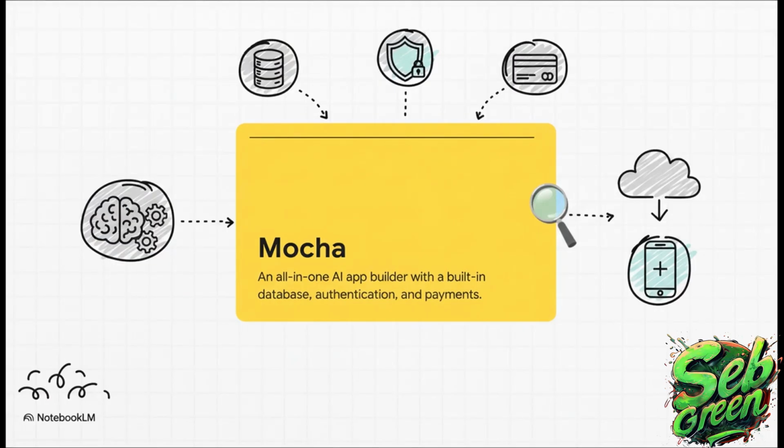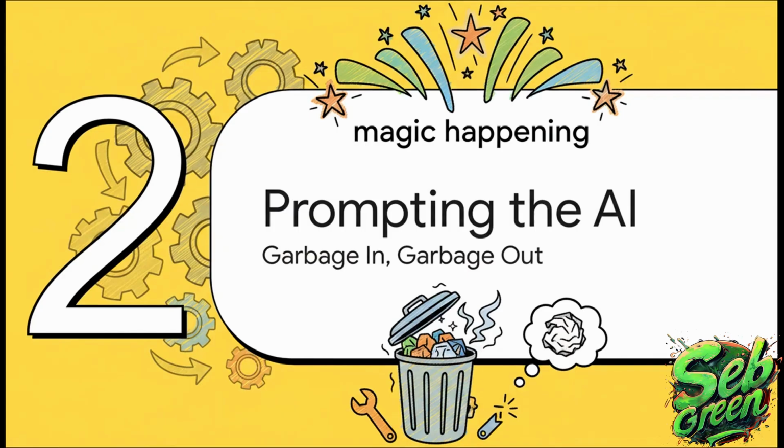What's so cool about platforms like this is that they are all in one. That means the database, user sign-ins, even taking payments, it's all handled right inside the tool. And for a beginner, that is a huge deal, because you don't have to stitch together a bunch of different complicated services. And now we get to the fun part, where the magic is supposed to happen, right? You just tell the AI what you want. But as you're about to see, the first try was a total flop, and it taught a really crucial lesson about how to actually work with these new AI tools.